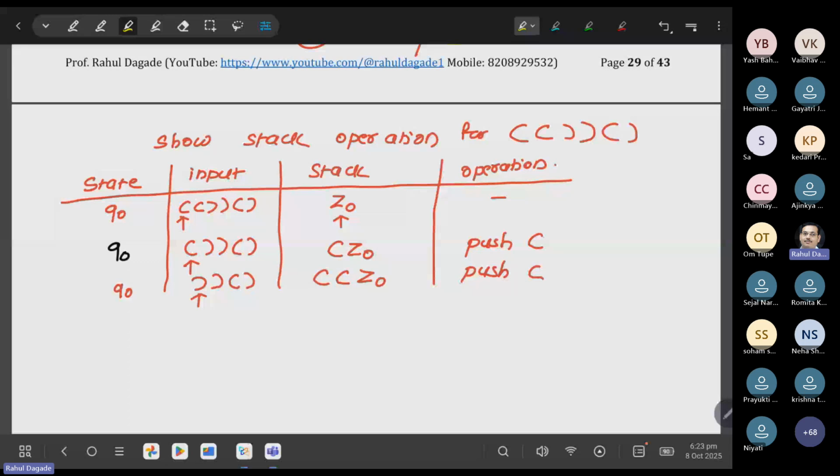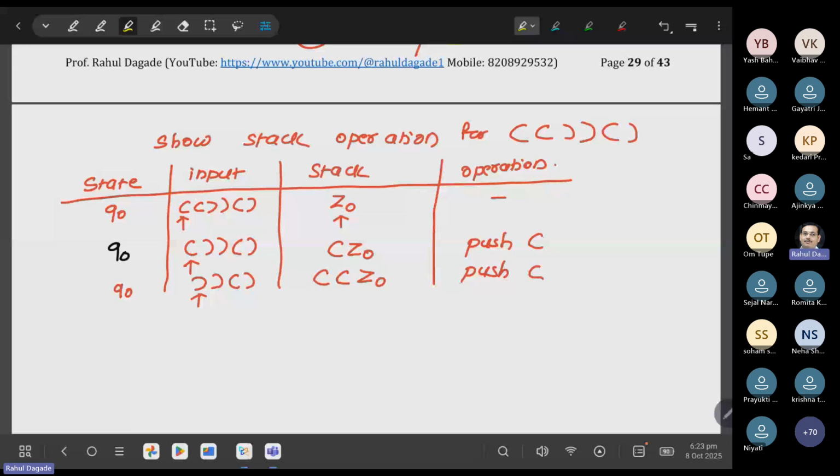Now again the input is a closing parenthesis and the top of stack contains an opening parenthesis. So again we are in the same state q0. This is consumed, so the remaining input is this, and the stack contains z0. So what operation are we doing here? We are again popping the opening parenthesis. Now again an opening parenthesis in q0. In q0, when an opening parenthesis is there, we push it onto the stack. So now opening parenthesis is gone, remaining is closing, and the stack becomes c z0. So it is a push operation.